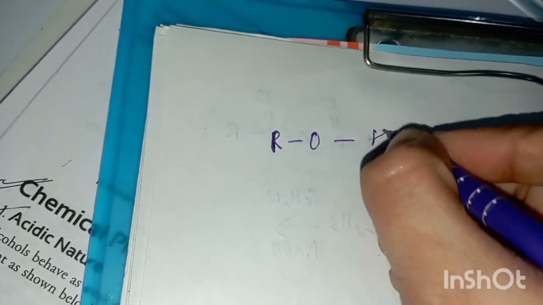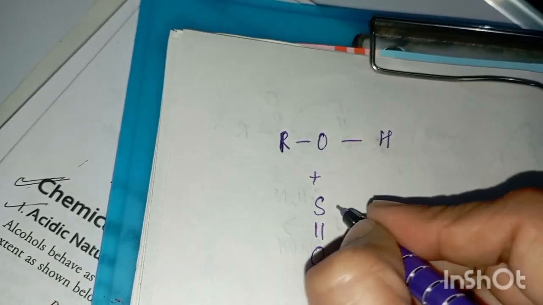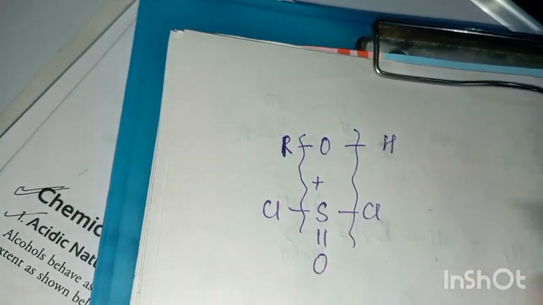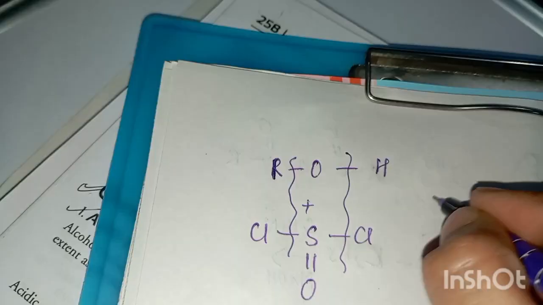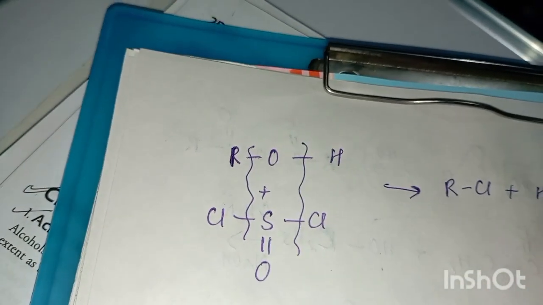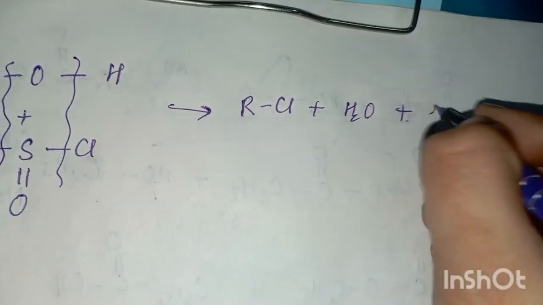So thionyl chloride, SOCl2, these bonds get cleaved, okay. So what will be the products? RCl plus water plus sulfur dioxide, okay.